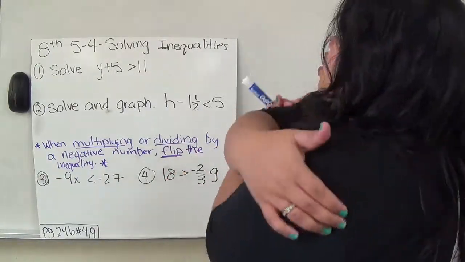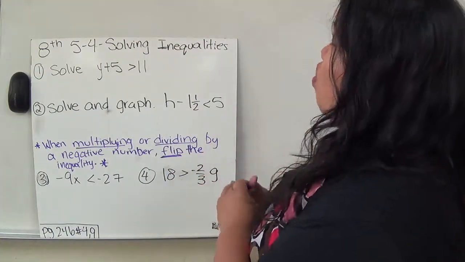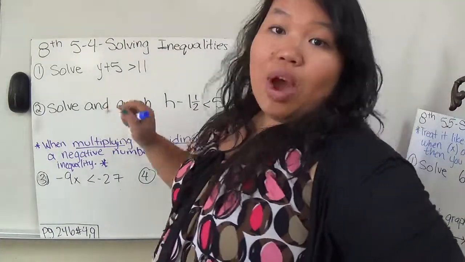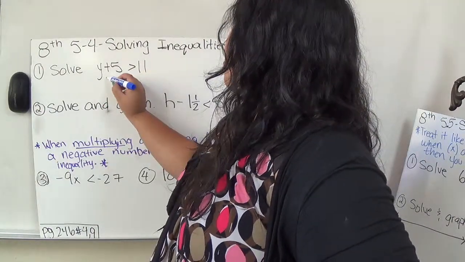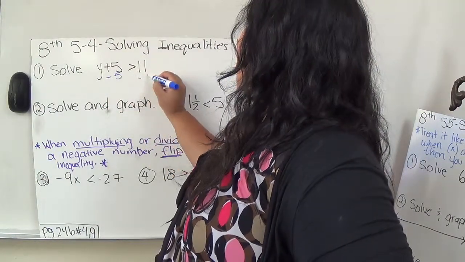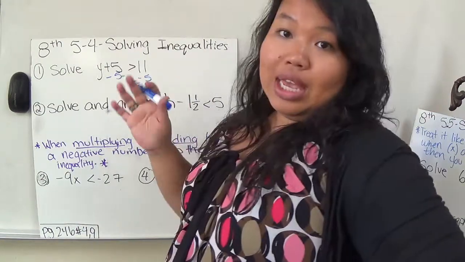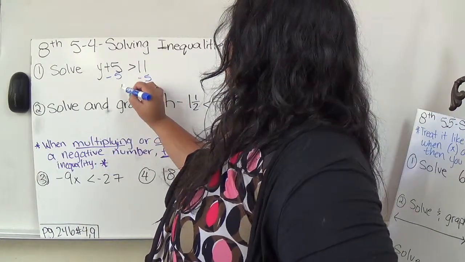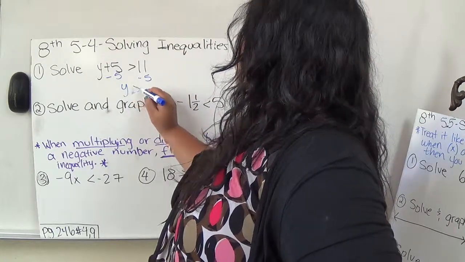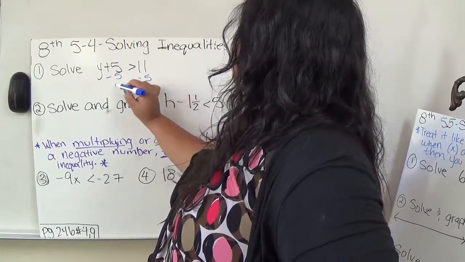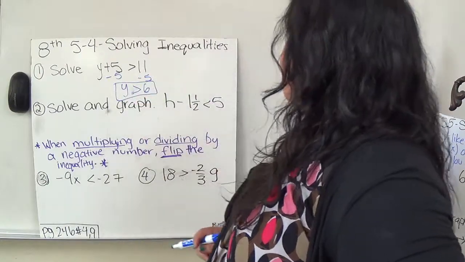and I'm aiming to isolate the variable. So if I'm isolating y, the friend from y that I don't want is positive 5. So in order for me to get rid of that, I'm going to do a negative 5. Just treat it again like an equal sign. And I'll do y equals 11 minus 5, oh, sorry, not equals. Y is greater than 6.